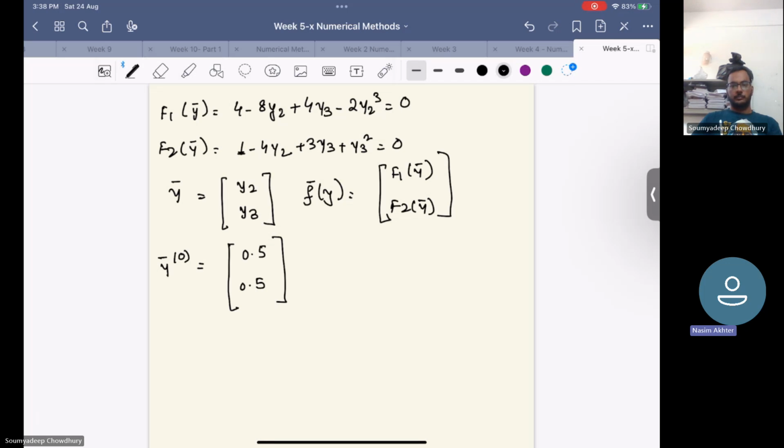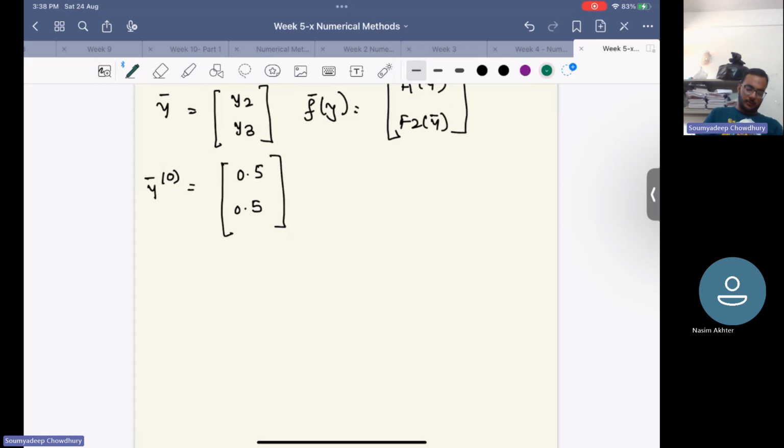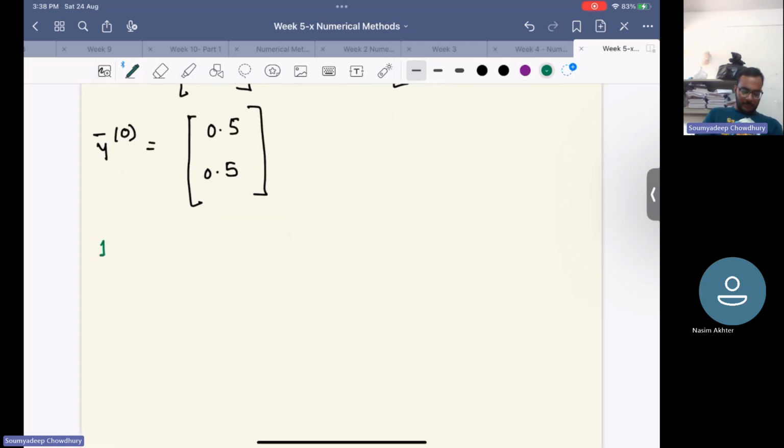Yes, it is clear. Fine. So we'll try to solve for one or two iterations and then we can stop. So first iteration.